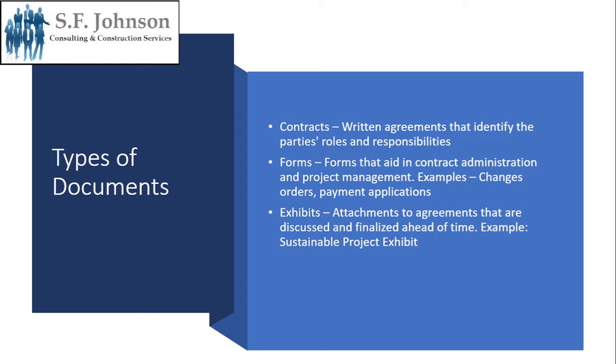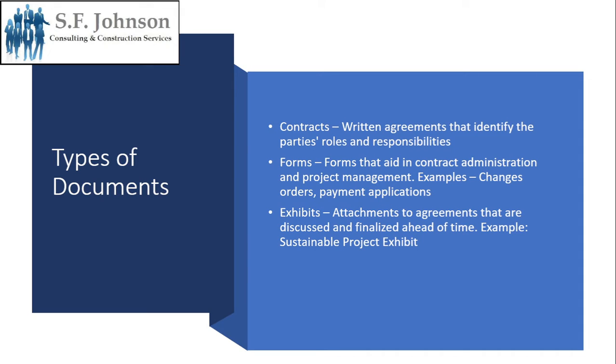Our AIA documents have 3 types of forms that you can access at any time. One would be the contracts, which are the written agreements that identify the parties' roles and responsibilities. Two would be the forms that aid in contract administration and project management, things like change orders, applications for payment, information about bonds, and that type of thing.